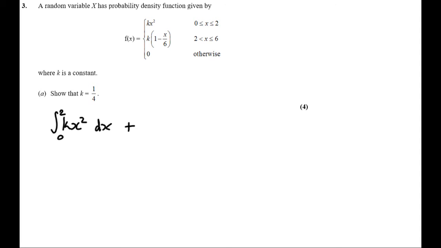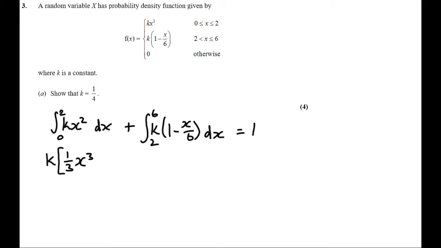If I add that on to the integral of k(1 minus x over 6) in between 6 and 2, I'm expecting the answer to be 1. So we'll go ahead and process this integration. It's useful to take the constant out just to make the calculation simpler for ourselves. Integrating x squared is 1/3 x cubed in between 2 and 0.